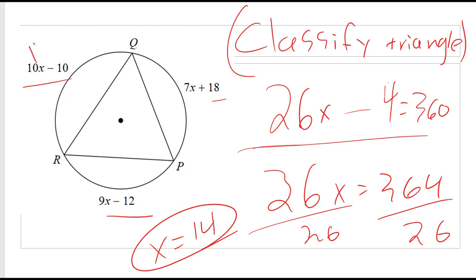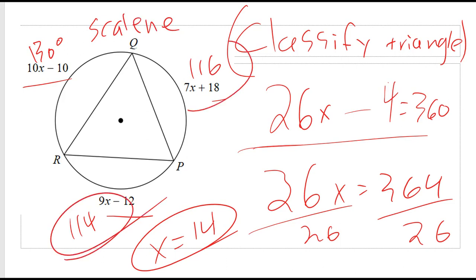This one gives me 130 degrees. This gives me 116. And then the last one gives me 114. So you can see they're close, but they're all different. So that means this is a scalene, and the reason it's a scalene is because none of them are the same. If these two came out the same, it'd be an isosceles. If they all came out to be the same, it'd be an equilateral, because equal means the same, lateral means side.